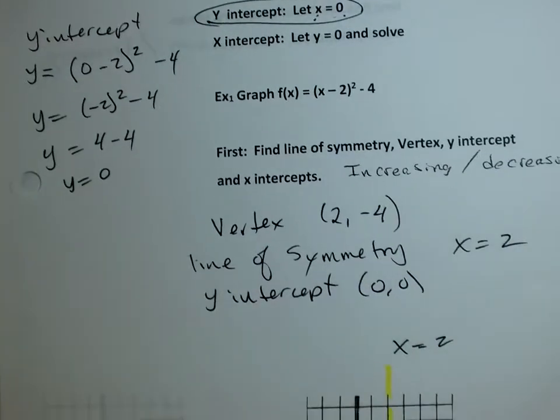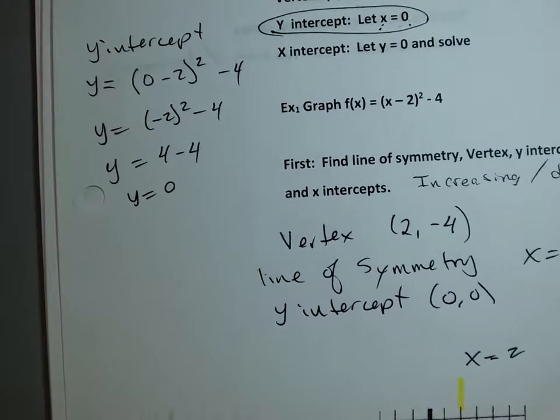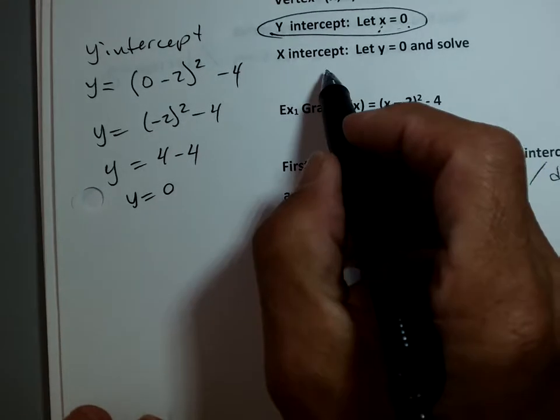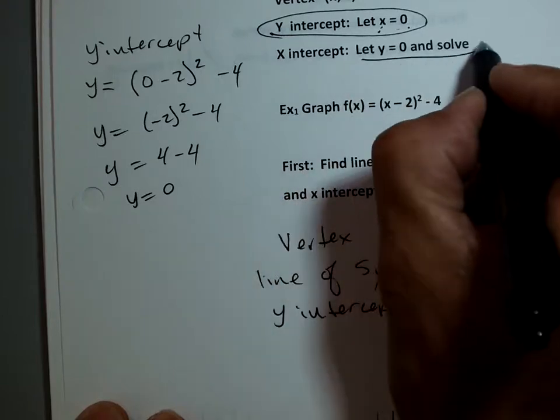Right? Now, x-intercepts. Let's do what Autumn said. This is setting us up for what we turn on the other side. So what does it say? The x-intercept: let y equal 0 and solve. Let y equal 0 and solve.